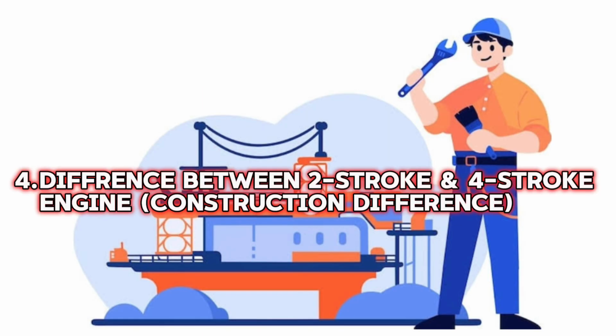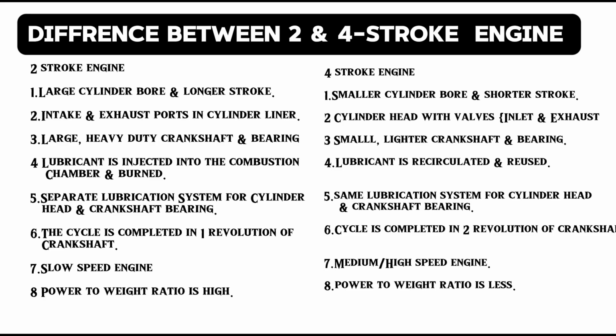What is the difference between 2-stroke and 4-stroke engine based on the construction and the lubrication? 2-stroke engine has larger cylinder bore and longer stroke. 4-stroke engine has smaller cylinder bore and shorter stroke. In 2-stroke engine, intake and exhaust ports are in the cylinder liner. In 4-stroke engine, cylinder head with inlet and exhaust valves. In 2-stroke engine, larger heavy-duty crankshaft and bearing. In 4-stroke engine, smaller and lighter crankshaft and bearing.